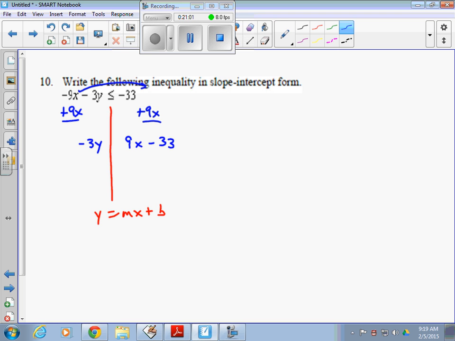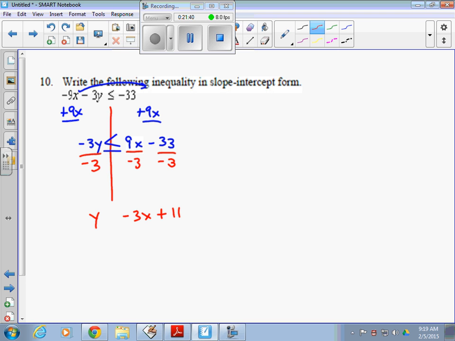You have to decide if you need to reverse the symbol or not. All we did was add 9x right there. Remember, you only reverse the symbol when you multiply or divide by a negative number. So the symbol is going to stay just like that, less than or equal to. Last thing we have to do is divide by negative 3 to get y by itself. If you divide that, you have to divide everything by negative 3. And what that's going to give us is y by itself. Positive 9 divided by negative 3 is negative 3x. Positive 33 divided by negative 3. Negative divided by negative is a positive 11.